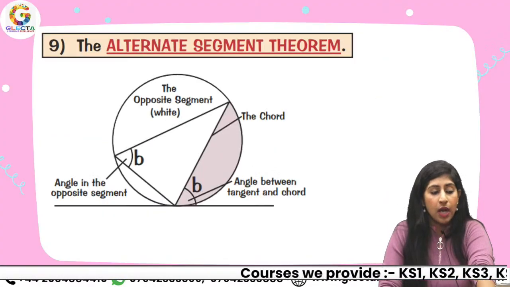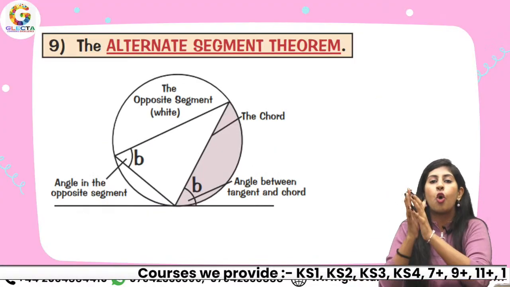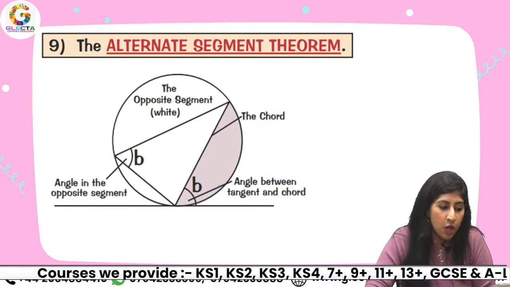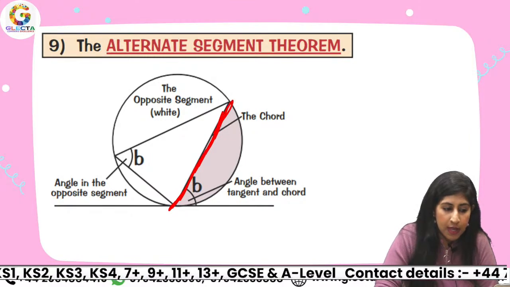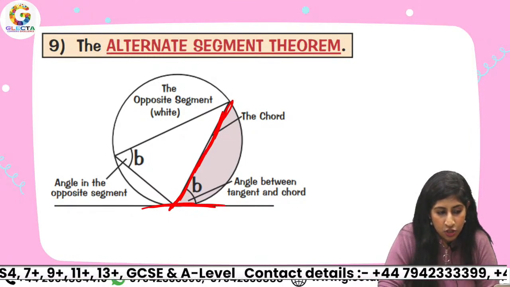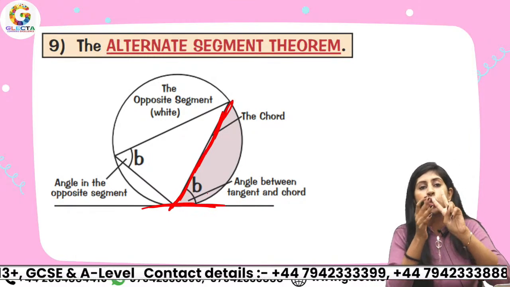Okay, now coming to the last one, which is the alternate segment theorem. Over here, whatever angle is made by the chord and by the tangent. Now you can see there are two segments.